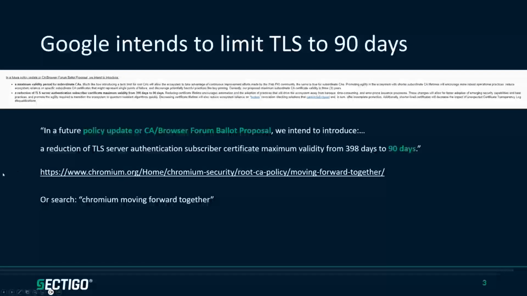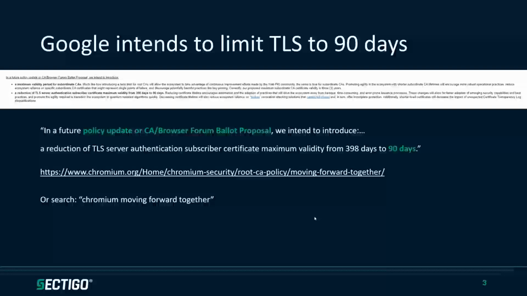But there are a couple things here that are probably worth calling attention to. So the first of them is that you see obviously reducing maximum validity from 398 days to 90 days. And this is an important point because that is a 90-day term. That's not 90-day certs with some extra slop time. It's not really 4-month certs or anything like that. It's truly a 90-day limit. And that's quite different from 398 days.